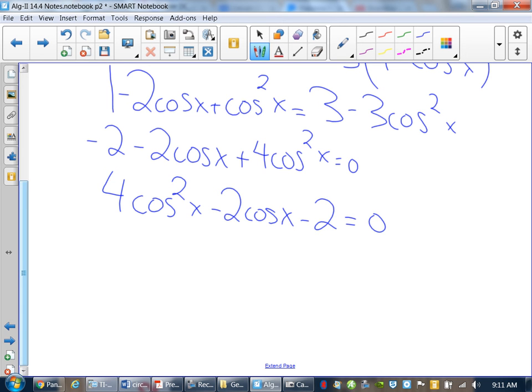And what's the first rule of factoring? What do they have? 2. Factor out the 2. Since I'm solving it for 0, does that 2 have any bearing on the problem whatsoever now? Nope. Factor out 2, you're left with 2 cosine squared minus cosine minus 1. What times what is negative 2, and you add together to get negative 1? Negative 2 and 1, good.